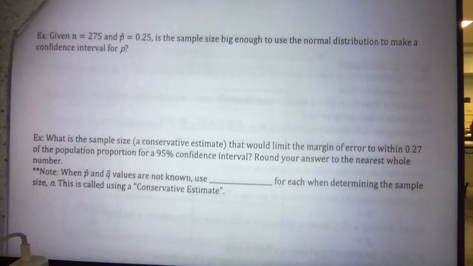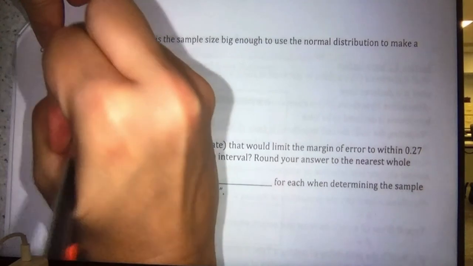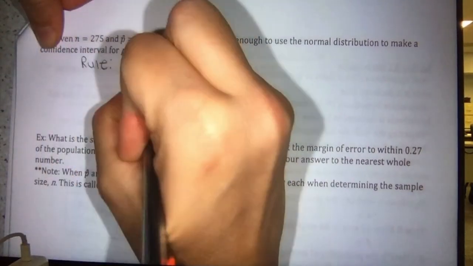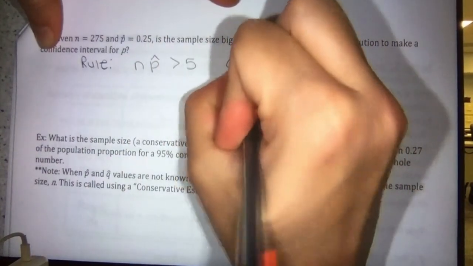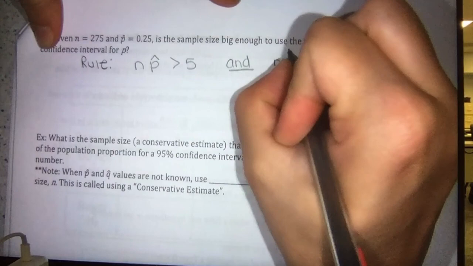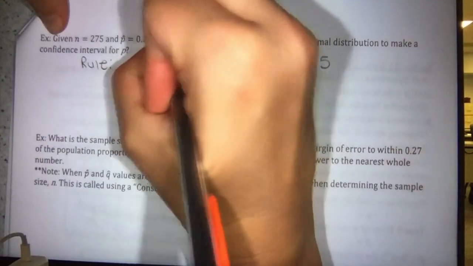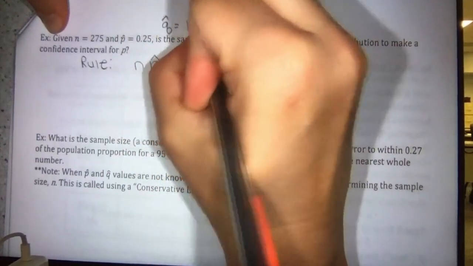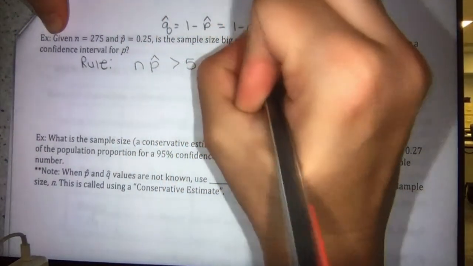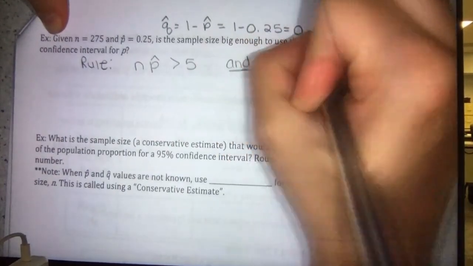So our first example: given that n is 275 and p hat is 0.25, is the sample big enough to use a normal distribution to make a confidence interval for p? Remember, our rule is n times p hat has to be greater than 5, and don't forget n times q hat is also greater than 5. So we know p hat; let's find q hat, which is 1 minus 0.25, which is 0.75.